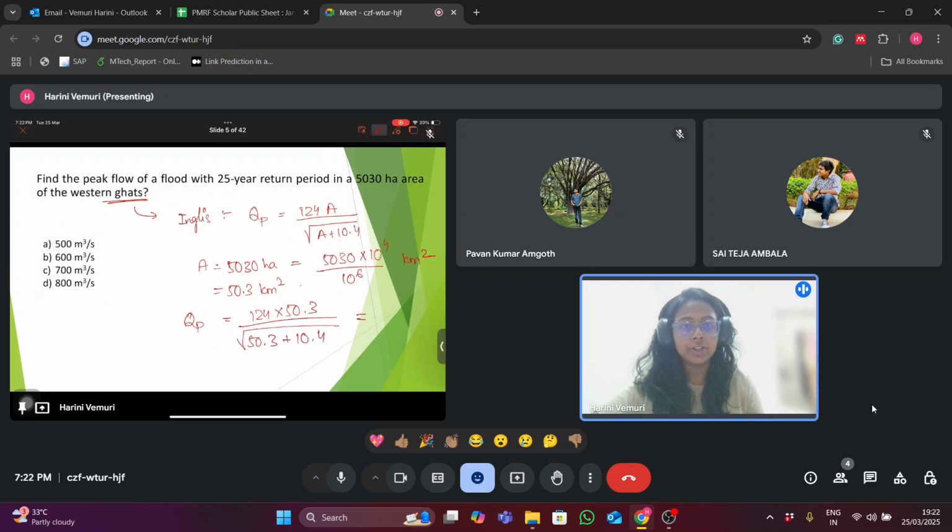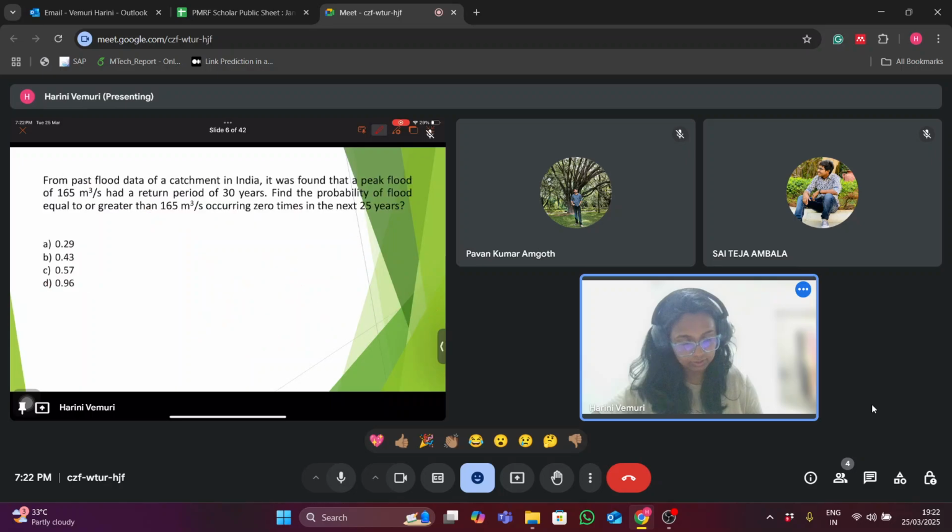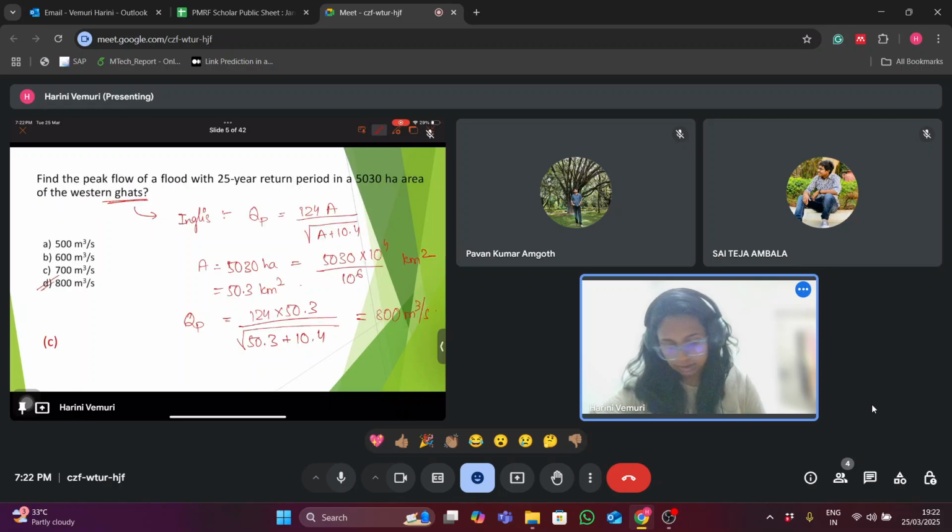So once you solve this using calculator, the answer will be 800 meter cube per second. So this is the answer. Option D.